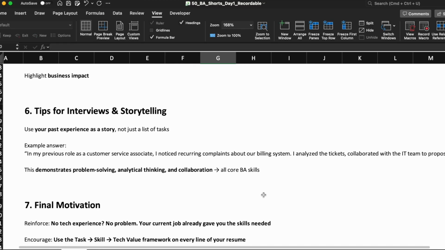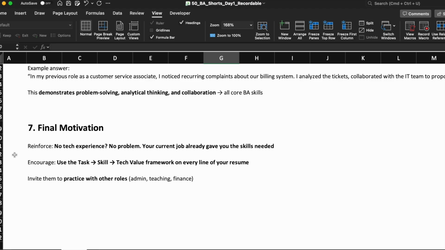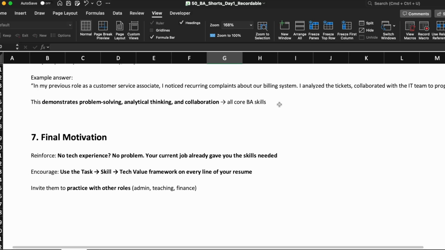Final motivation, to reinforce: no tech experience, no problem, right? Do not worry about this one. That's why I want to reinforce it. Your current job already gives you the skills you need. So you are not going to learn in tech how to document, right? How to collaborate with stakeholders. You are going to directly apply the skills you have. Even if you haven't worked in any job, you have plenty of experience in your life, in your college, your university, or from family, when you're talking to your friends and outsiders. So you have these core BA skills, the communication skills, right?